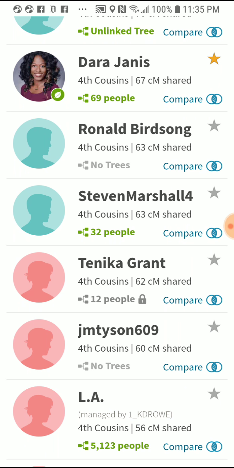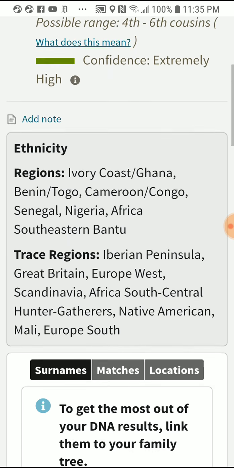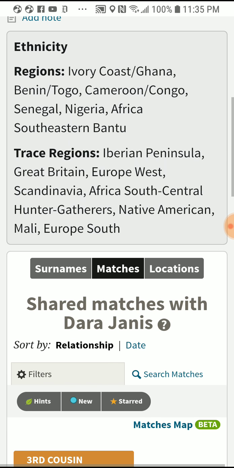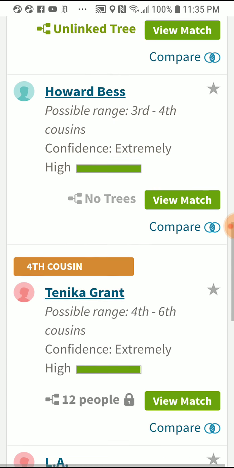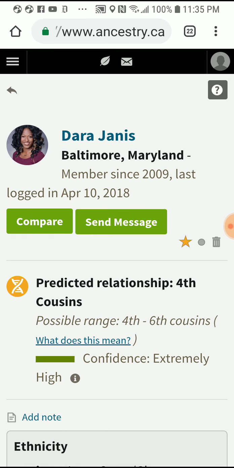So the more family members you know who have the test, basically for the most part, the individuals we have in common on Dara's side are the family members on my mother's father's side.